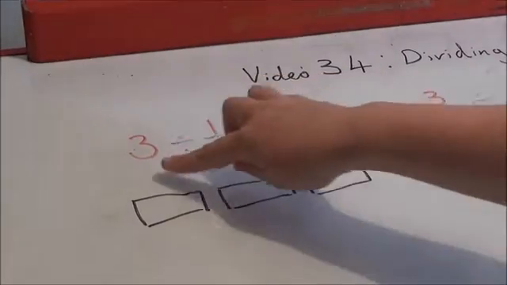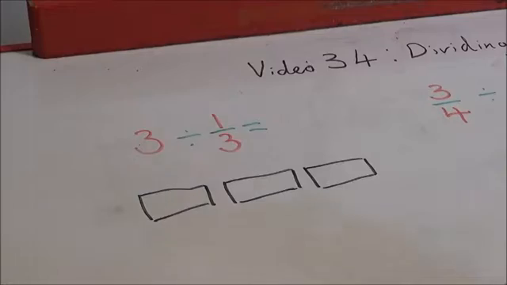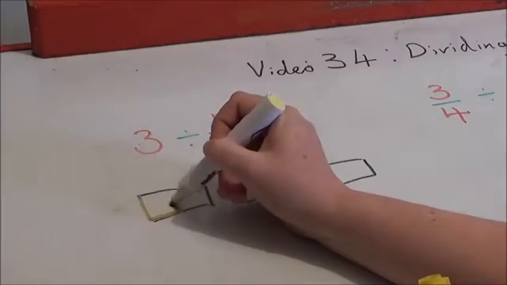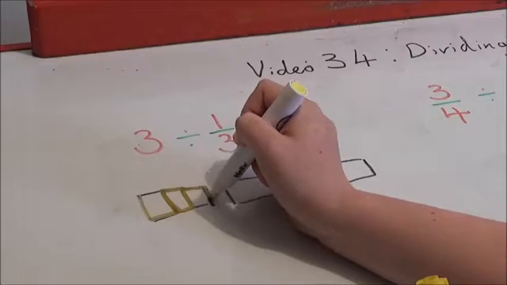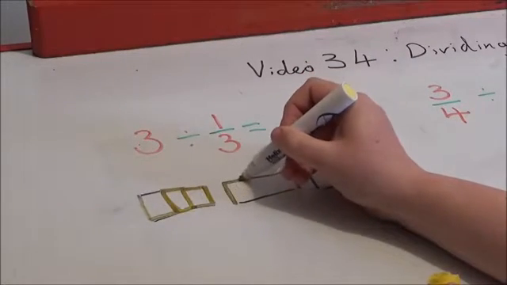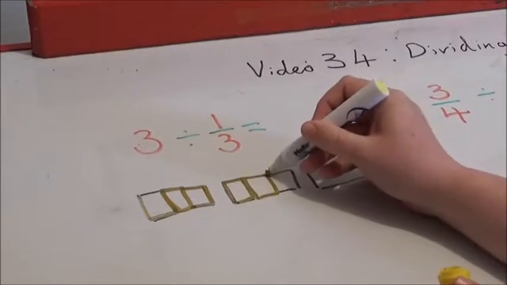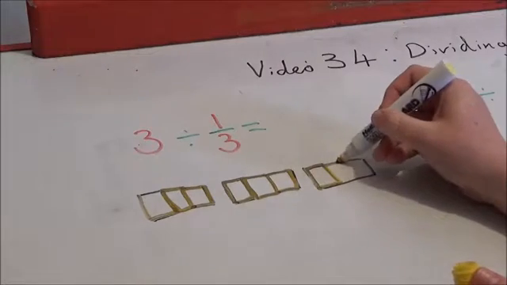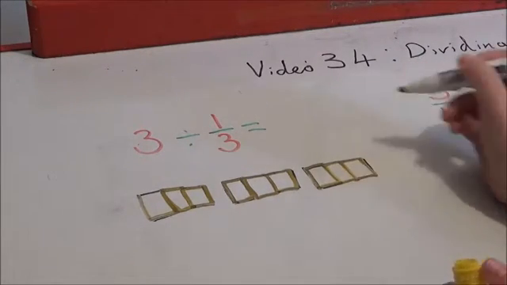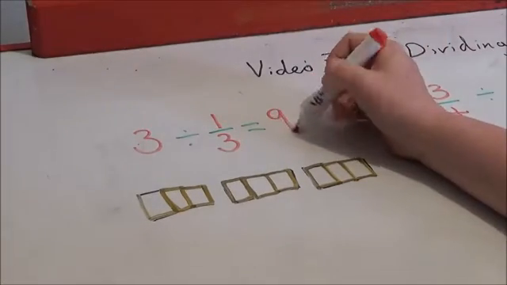And what I need to do with these 3 wholes is group them into thirds. So that's 1/3, 2/3, 3/3, 4/3, 5/3, 6/3, 7/3, 8/3 and 9/3. So 3 wholes divided by 1/3 is the same as 9.